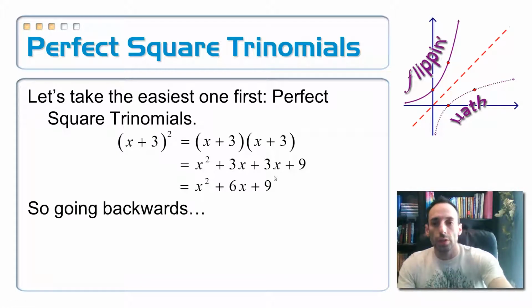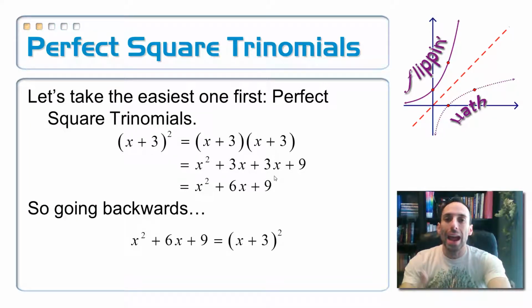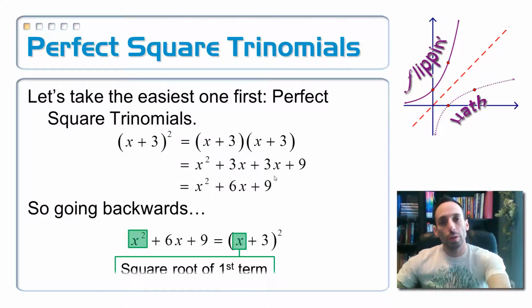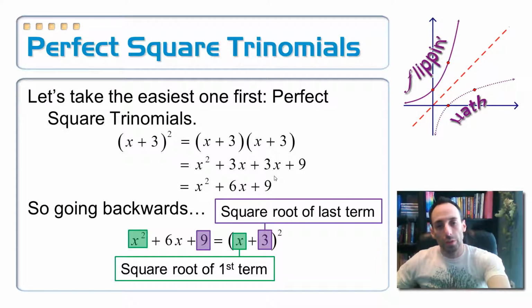So going backwards now, what I would have if I were trying to factor is I would be given x squared plus 6x plus 9, right? And I would have to factor it. I would recognize it as a perfect square and I would write it as (x + 3). How do I get that? Well, the x is just the square root of the first term. And the 3 is just the square root of the last term.